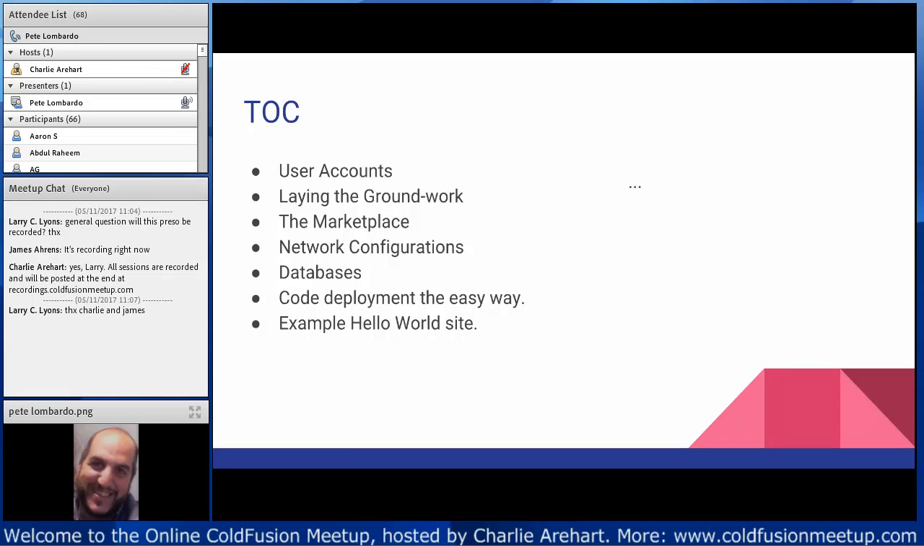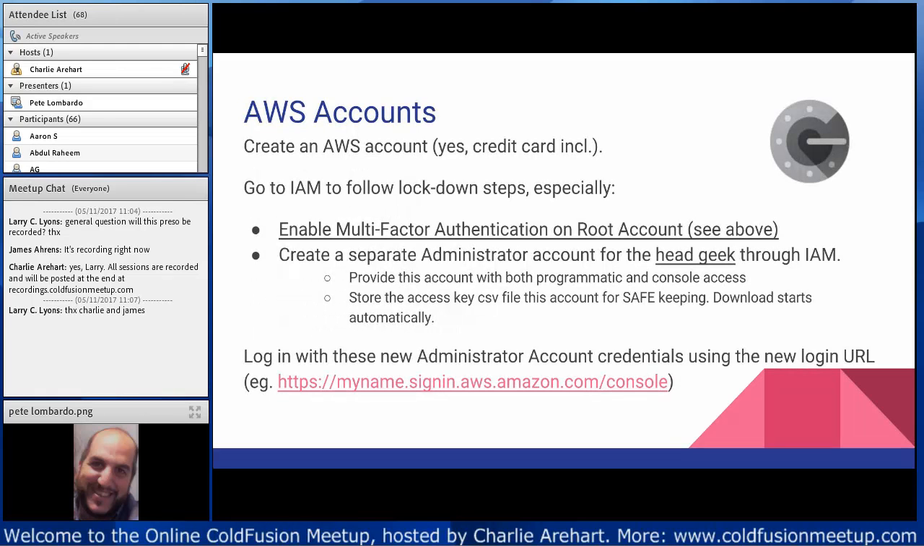So these are the areas we're about to cover, as a table of contents, if you will. User accounts, laying the groundwork. This is all, again, towards getting ourselves set up with the ColdFusion environment in the AWS world. We have the marketplace where we'll get the AMI that is supported by Adobe. We have network configurations specific to our needs. We have databases specific to our needs. Code deployment we'll get into just a little bit, mostly by way of screenshots. And then we'll just actually have a quick look at Hello World site that we want to wind up with.